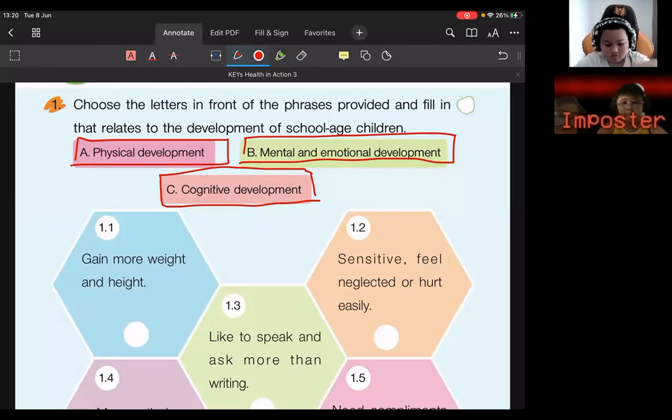So if you have your pencil, we'll try and do these ones together, okay? So gain more weight and height. You can unmute your mic and tell me if you think it's A, B, or C. So if we say gaining more weight and height, do you think that's A, physical development, B, mental and emotional development, or C, cognitive? Which one do you think it is? Can you please unmute your mics and tell me? It can be a guess, it can be an answer, it's up to you. Anyone? Okay, no one wants to speak.